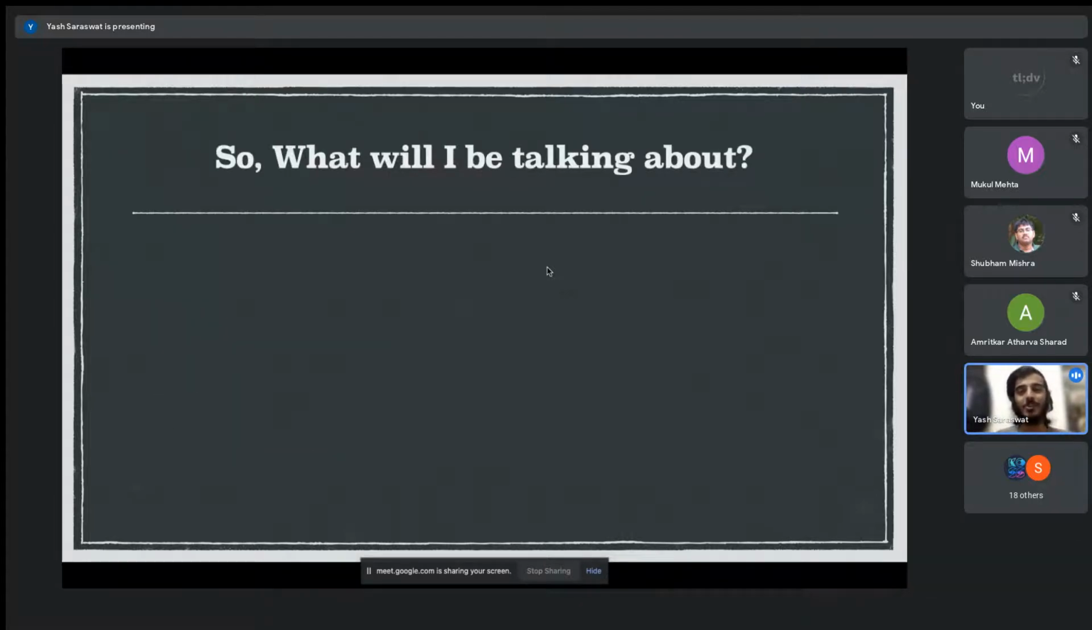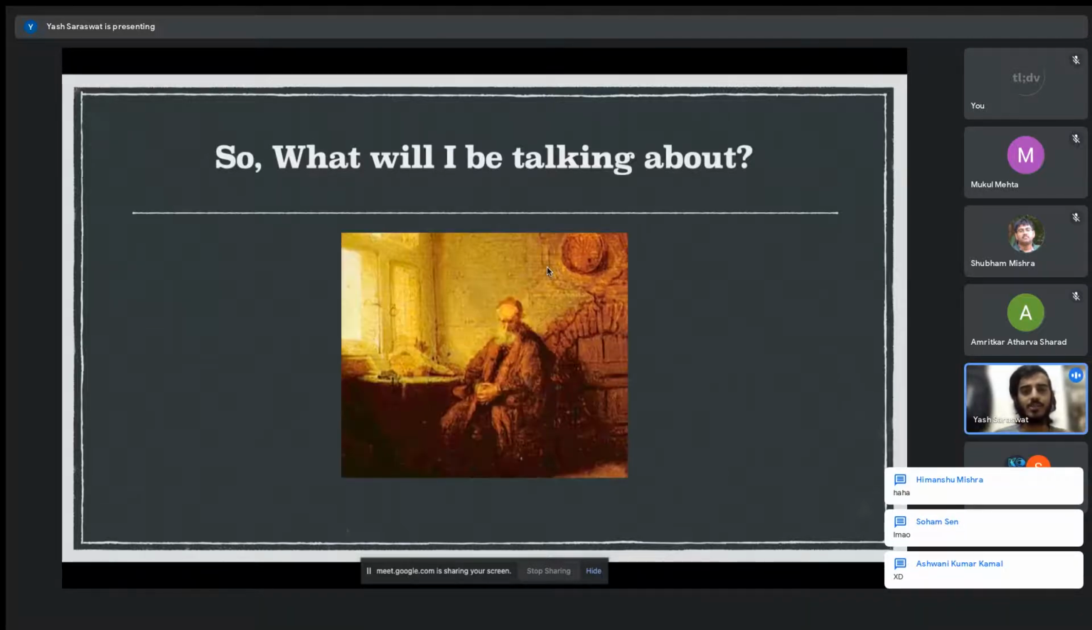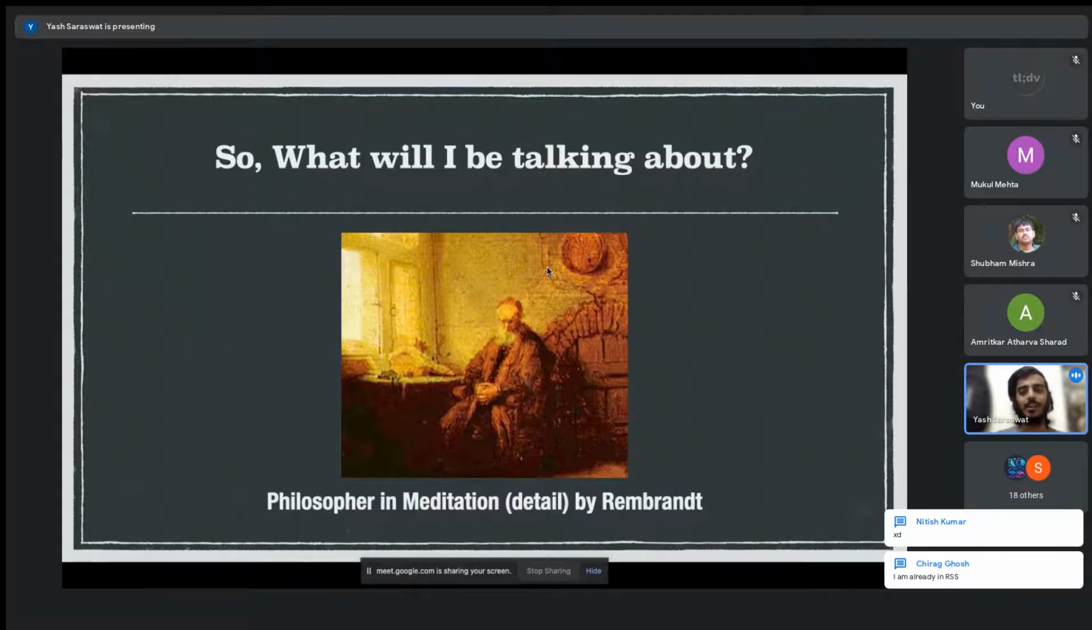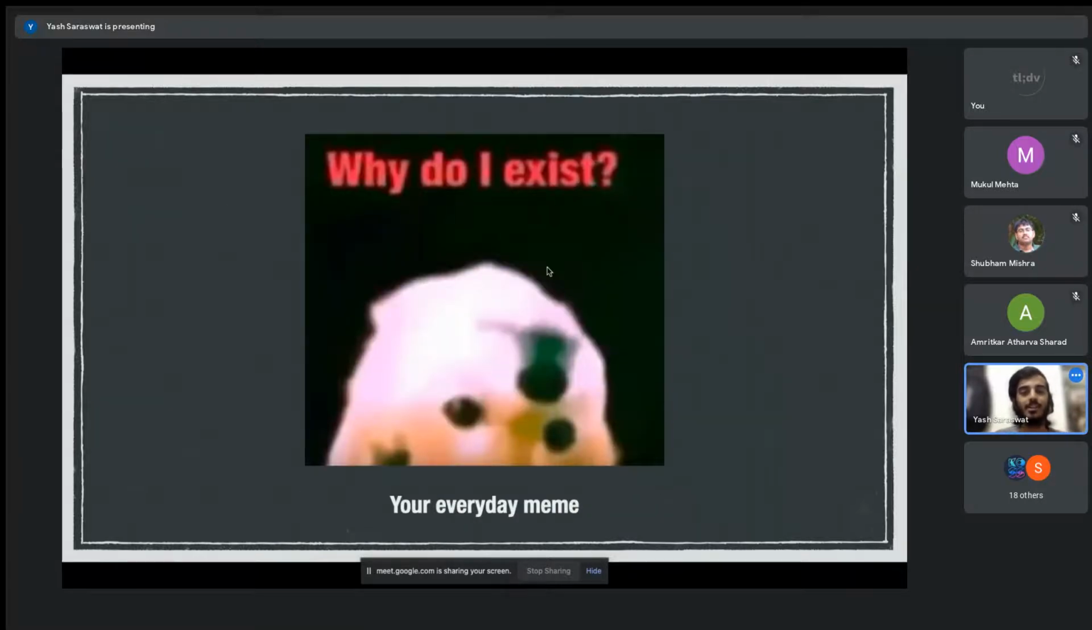Anyway, what will I be talking about actually? I'll just show you a meme, and I think you can figure it out. This is your average 17th century meme by an artist called Rembrandt, a very famous artist from the 17th century. It's a philosopher in meditation. But I guess none of the people here were alive in the 17th century, so I'll give you a 21st century meme.